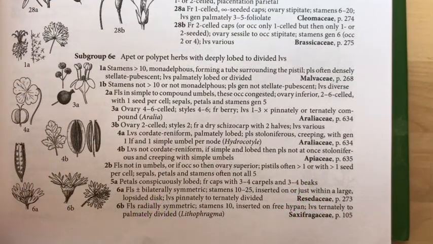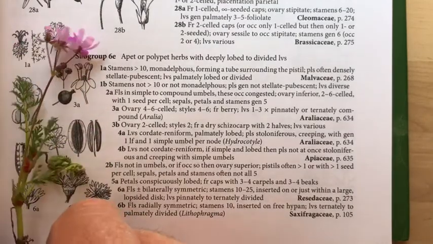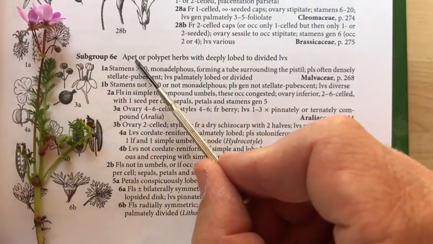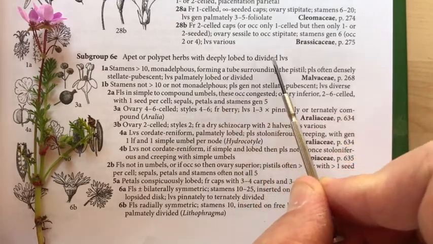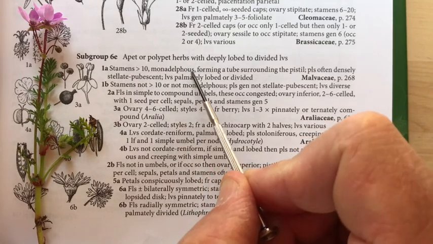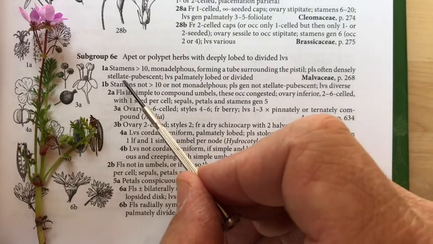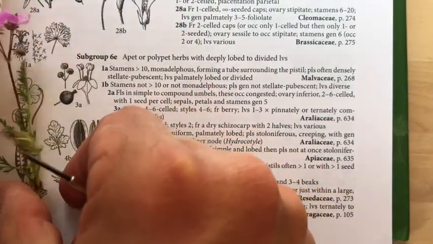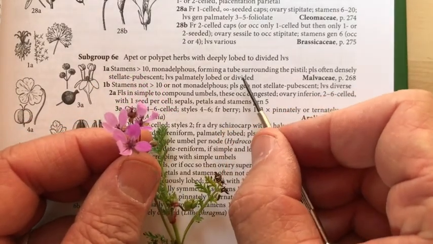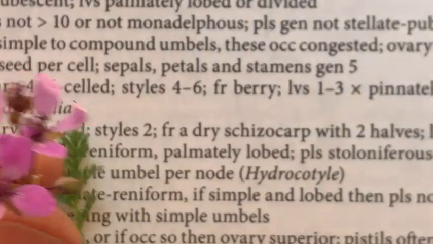Here we are in subgroup 6E, keying out our nice little plant here. Put it here so we can remember what we're dealing with. Apetalous or polypetalous herbs with deeply lobed and divided leaves. Yep, that's us. Stamens greater than 10, monadelphous, forming a tube surrounding the pistil. Plants often densely stellate, pubescent, meaning they're hairy, kind of a star-like hair. And the leaves would be palmately lobed or divided. We already know we don't like that because if the leaves palmately divided, that's not going to work for us.